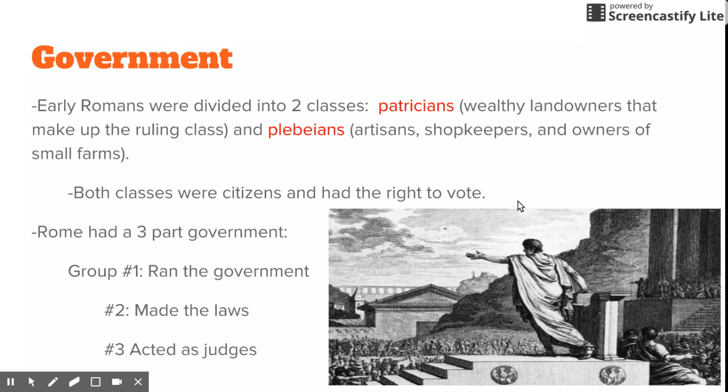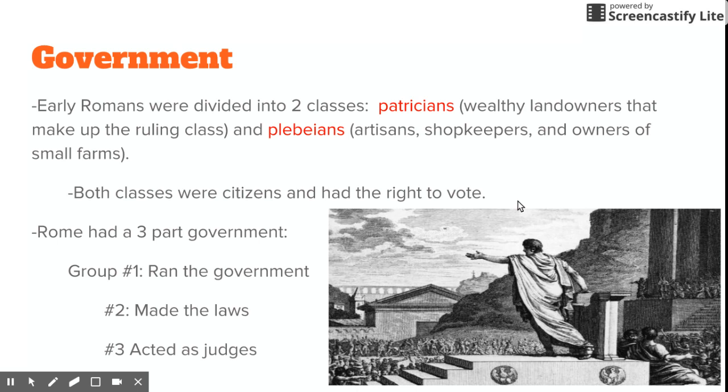So as for the government, the early Romans were divided into two classes. The patricians, these were the wealthy landowners that made up the ruling class, and the plebeians. These were the artisans. Artisans are people that make things. They're going to be people that are making clothes, maybe they're making pottery, and stuff like that. Shopkeepers, people that sell things, and owners of small farms. So these are people that have some money. Both classes were citizens and had the right to vote. So you had to either be wealthy or in the middle class. People that were poor were not allowed.